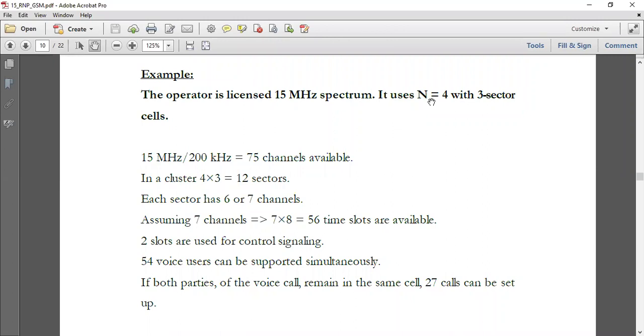Each sector will get a share of 1/12 of 75, but you need to get some even number. So each sector will get 6 or 7 channels, right? If you allocate 6 channels, yeah. So can you kindly repeat what the sector is?